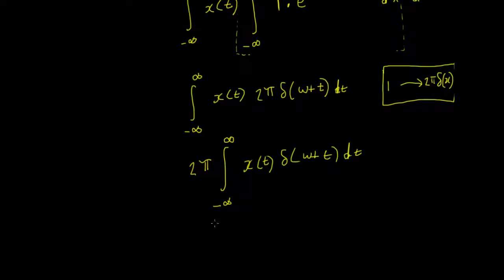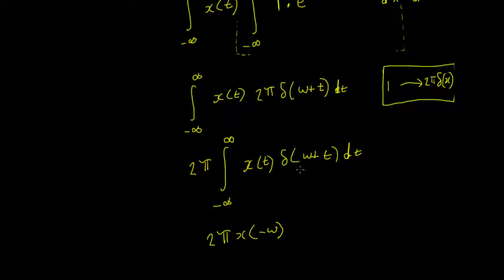Now we can look at this here, and that's going to give us our value of 2 pi times, I get that from there, 2 pi, and it's going to be our function there, x of minus omega. Because all that there is the shifting property of the delta function.